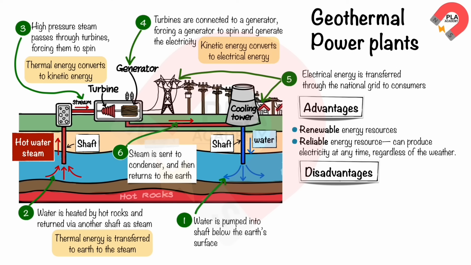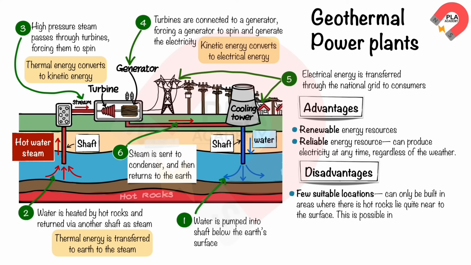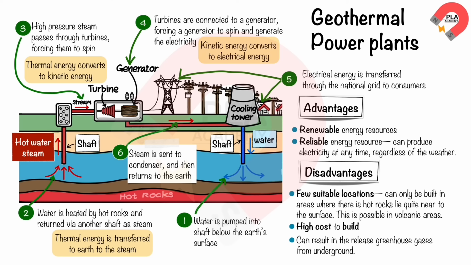Here are some of the disadvantages of the geothermal power plants. Few suitable locations. Geothermal power plants can only be built in areas where hot rocks lie quite near to the surface. This is possible in volcanic areas. High cost to build. Geothermal power plants are very expensive to build. Can result in the release of greenhouse gases from underground.